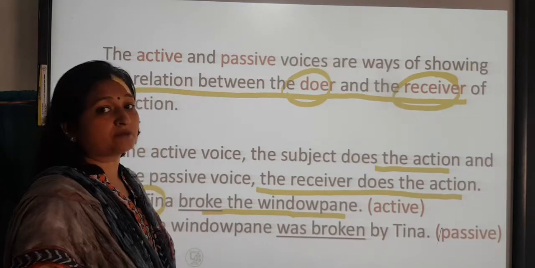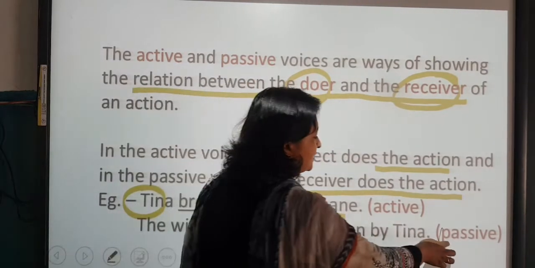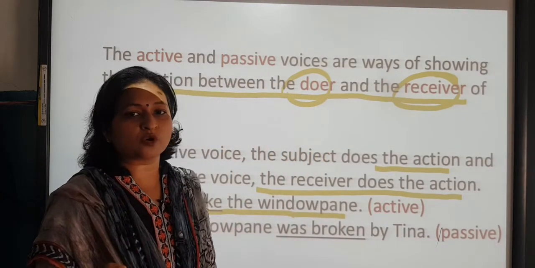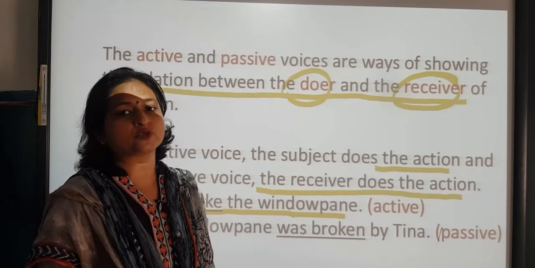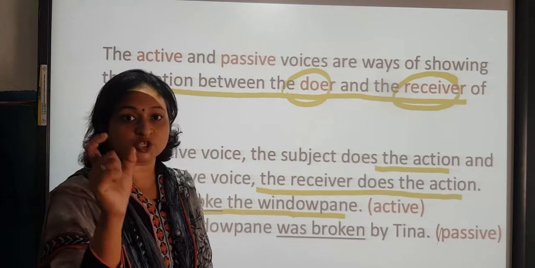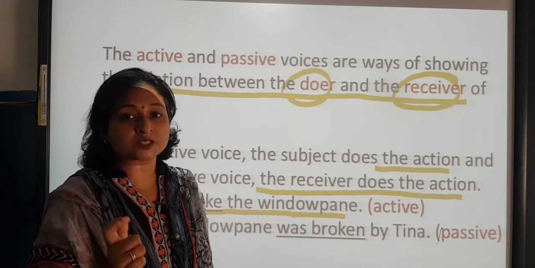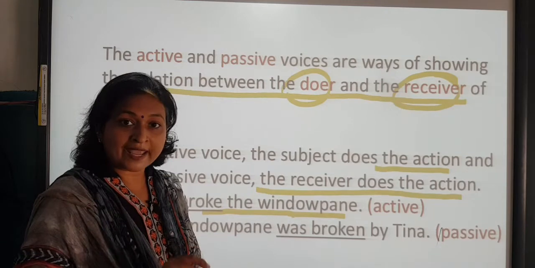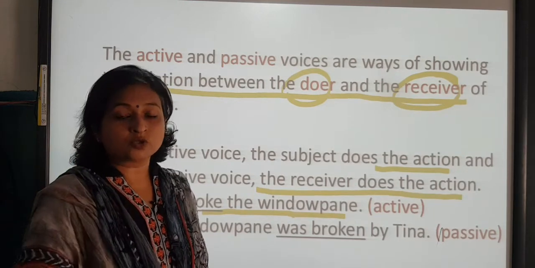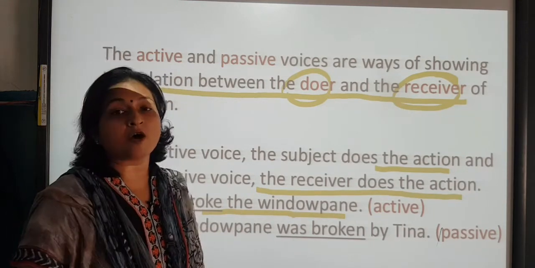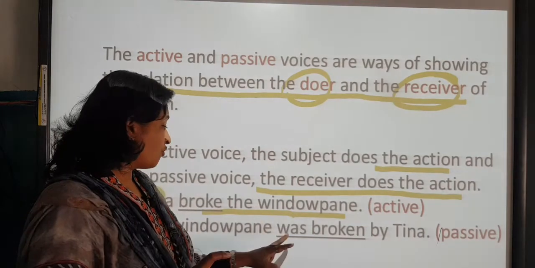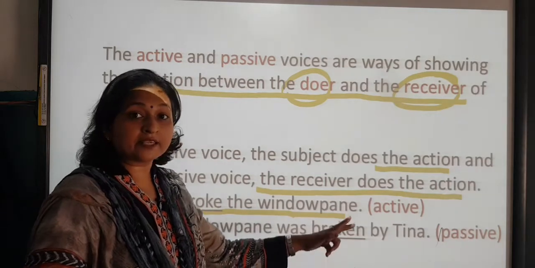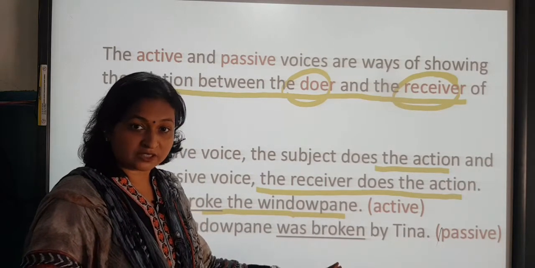Children, always remember passive: P for passive and P for past participle. Whenever you are going to write in passive voice, you have to make that action verb into past participle. So what is the past participle of broke? Broken. Break, broke, broken. So which is the past participle? The last column. So what does was show? Because it is in past tense. So was broken tells that we have converted this into passive voice.